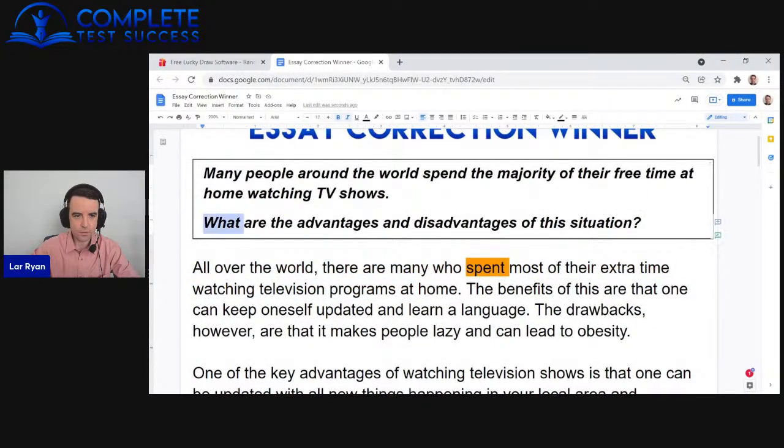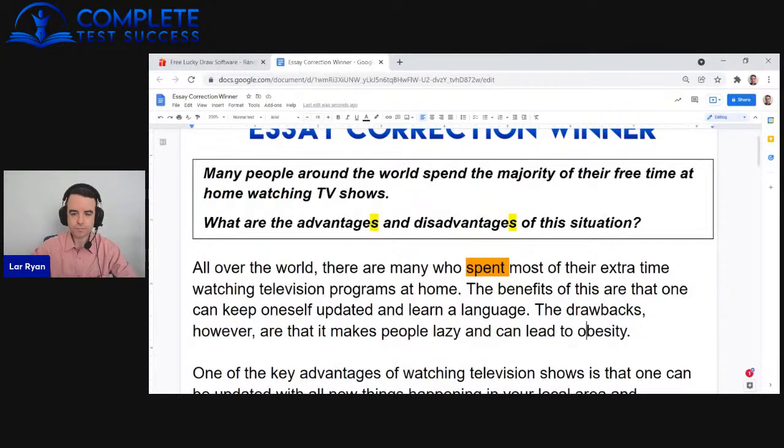Next, the question: what are the advantages and disadvantages of this situation? Okay, so it says advantages, so that's plural. It says disadvantages, that's plural. So what I want from Amruta now is an outline statement that has 2 advantages and 2 disadvantages of doing this. Okay, so the benefits of this are that one can keep oneself updated and learn a language. The drawbacks, however, are that it makes people lazy and can lead to obesity.